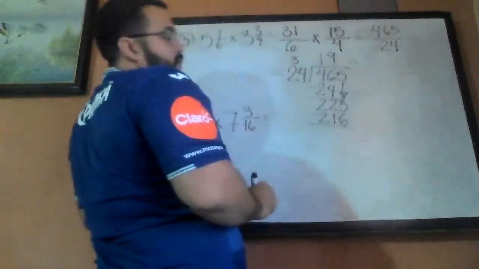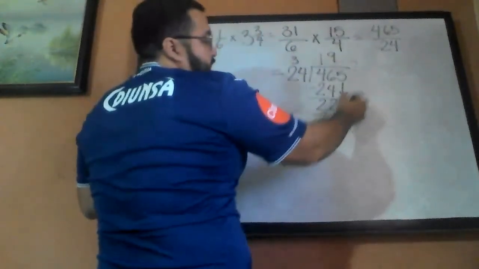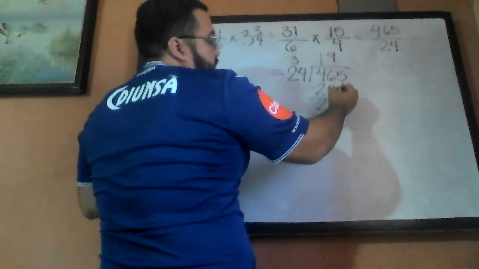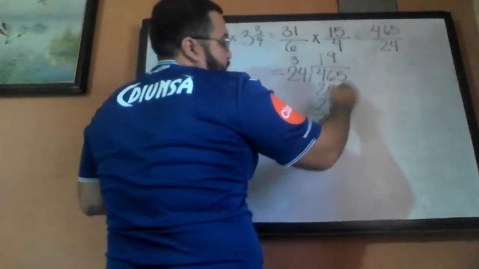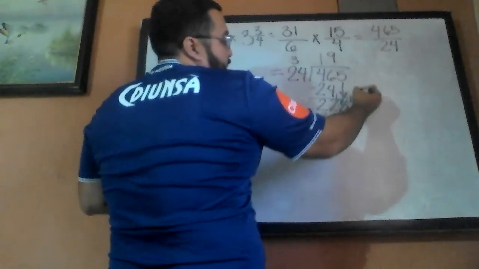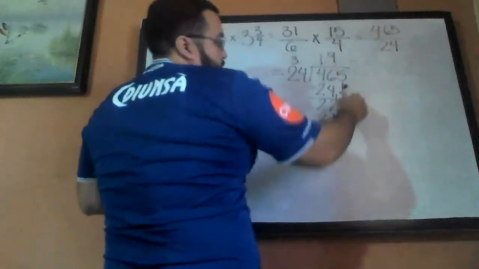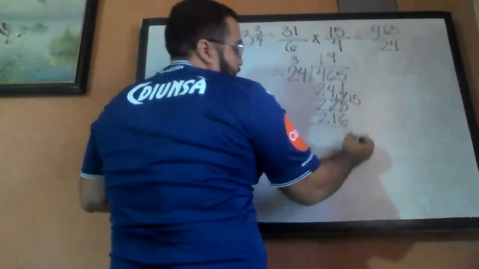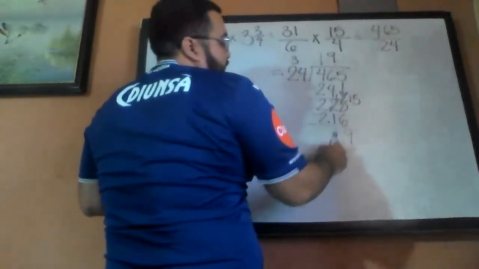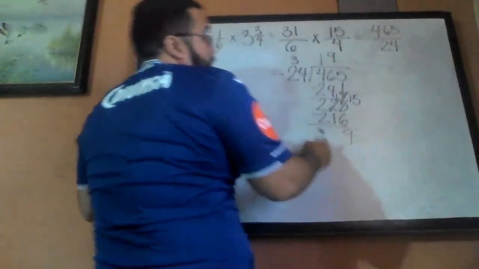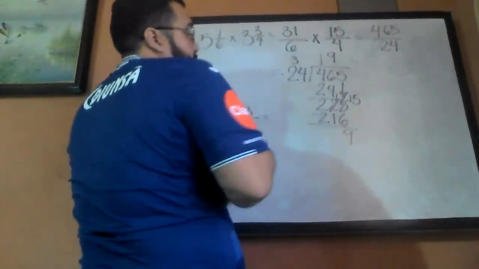Look, and we can subtract. 5 minus 6, we cannot do it. So it's going to ask 2 to give it 10 units. 2 is going to be 1. And 5, 15. 15 minus 6, 9. 1 minus 1, 0. 2 minus 2, 0. So our remainder is 9.